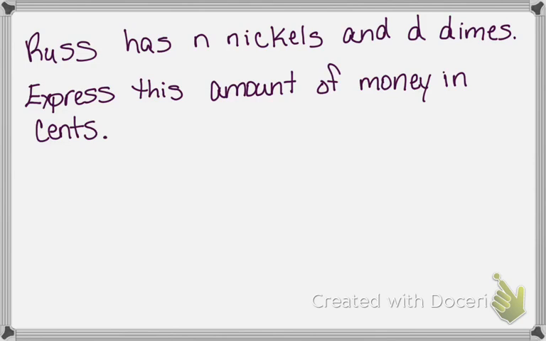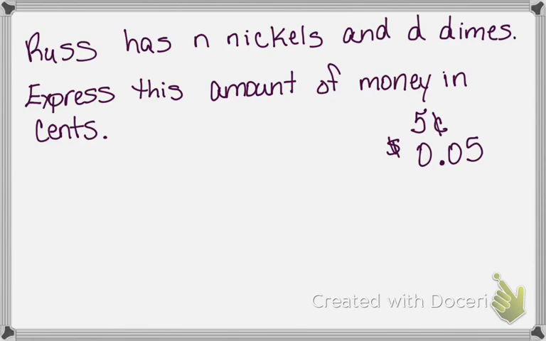Russ has N nickels and D dimes. Express this amount of money in cents. Russ has N nickels and D dimes. How much is a nickel worth? 5 cents. Now, writing it as 5 cents hurts my heart because we don't write it like that, do we? How do we write it? Not 0.5. 0.05. Okay? Okay.